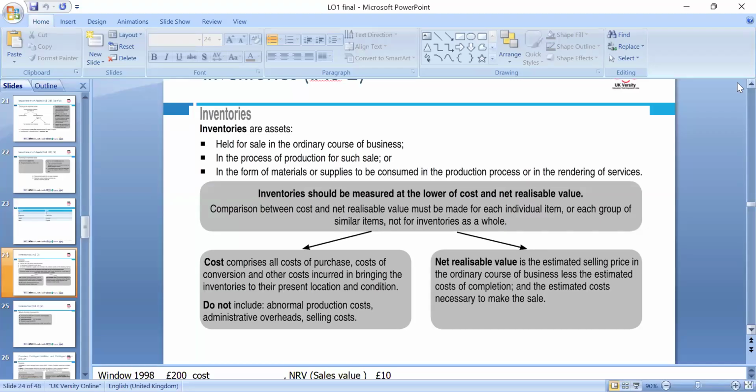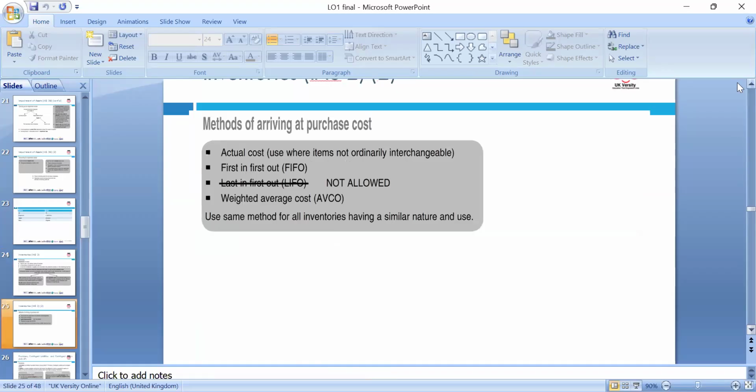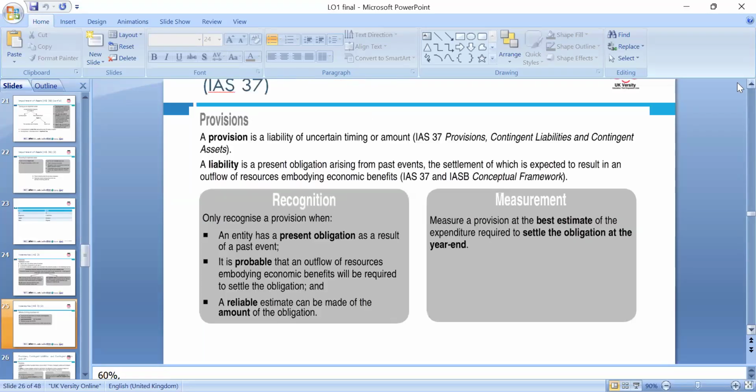As we discussed, inventory is IAS 2. We always record inventory at the lower of cost or net realizable value: the value at which we can sell the asset, or the cost we paid, whichever is lower. As we discussed, the LIFO method is not allowable under financial accounting, and inventory should be valued using either the first in first out method or the average cost method.